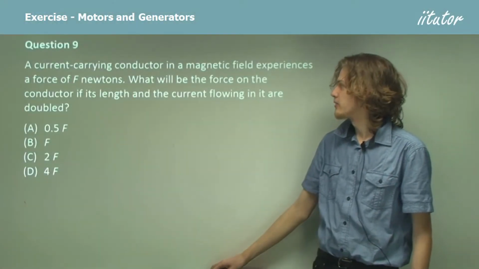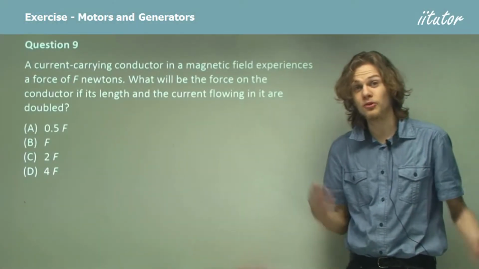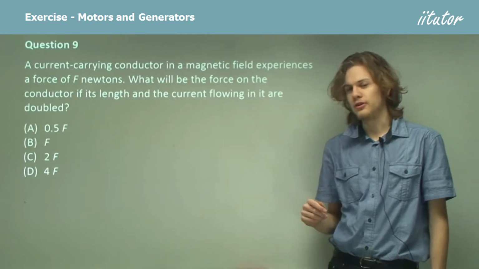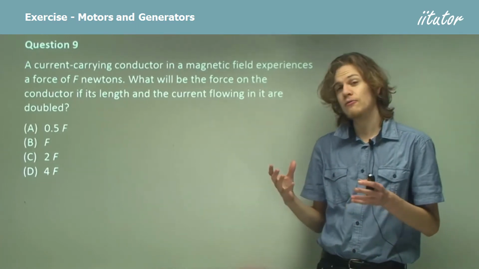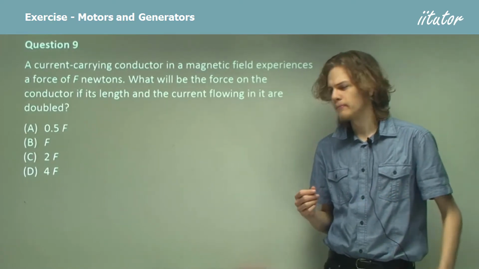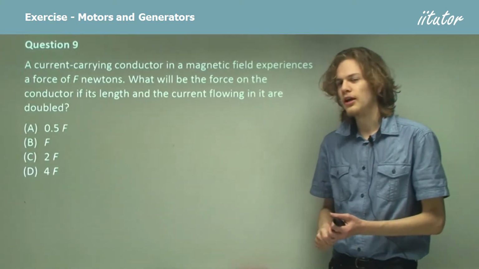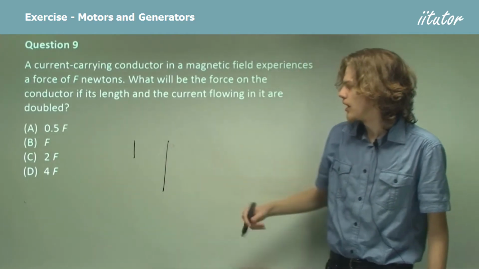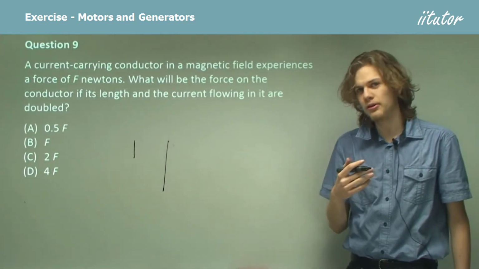A current carrying conductor in a magnetic field experiences a force, what a surprise, of F newtons. What will be the force on the conductor if its length and the current flowing through it are doubled? So you're changing the initial length to double the length, and you're changing the current to double the current.